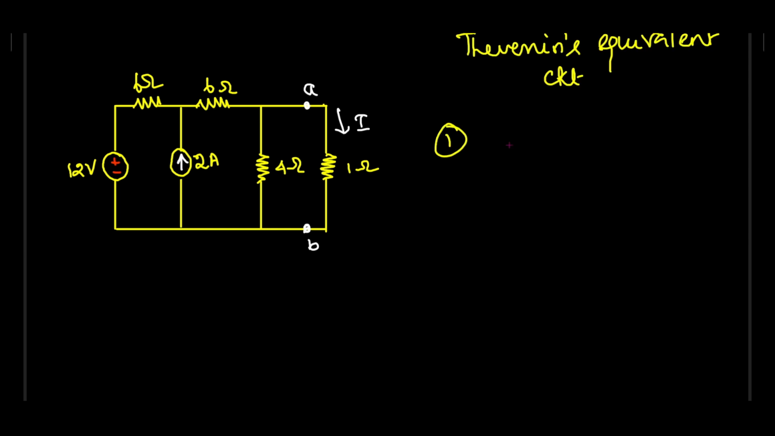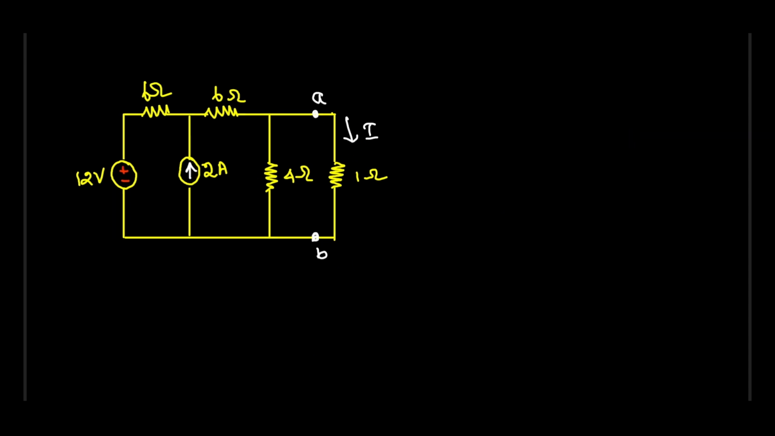First step is to find VTH. Second one is to find this RTH. So VTH is nothing but this VOC, the open circuit voltage across the terminals, that is AB. We can remove this actually. This is not at all needed. We want to open circuit it. Okay, so I'll remove this. So across this, you have to find this VOC, isn't it? This is nothing but your VAB. That's nothing but your VTH.